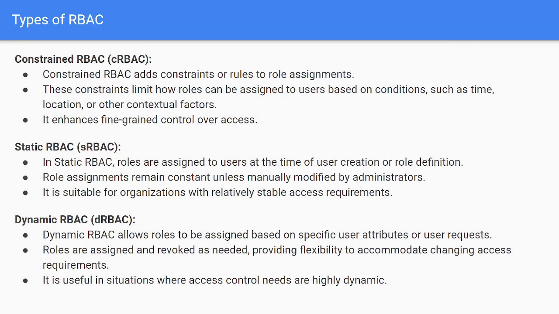Then we have the constrained role-based access control. Constrained role-based access control adds constraints or rules to the role assignment. These constraints limit how roles can be assigned to users based on conditions, timing, and other contextual factors. Constraint simply means that you've created the role and assigned permissions to this role, but there are certain criteria that need to be met for a user to be assigned to this role.